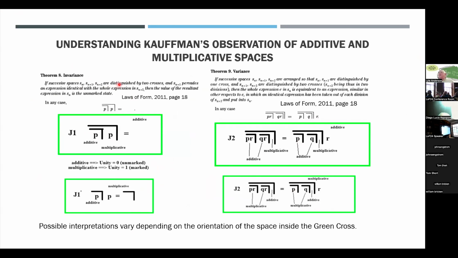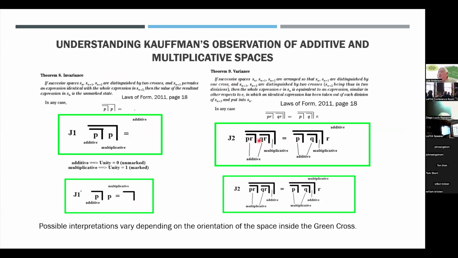Now, here's the main tie-in to Lewis's work. His observation about the additive and multiplicative space was really informative to me. So we've got the invariance and variance. In an additive space, the null value is zero. In a multiplicative space, the unitary value is one. In an additive space, transposition doesn't make sense for anything except indices.